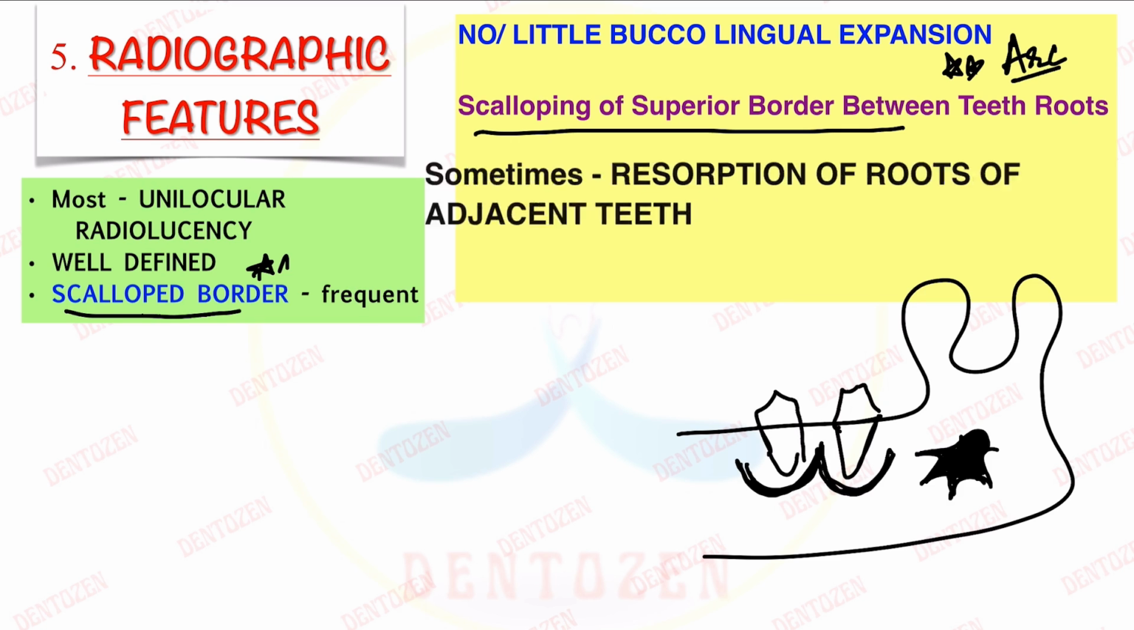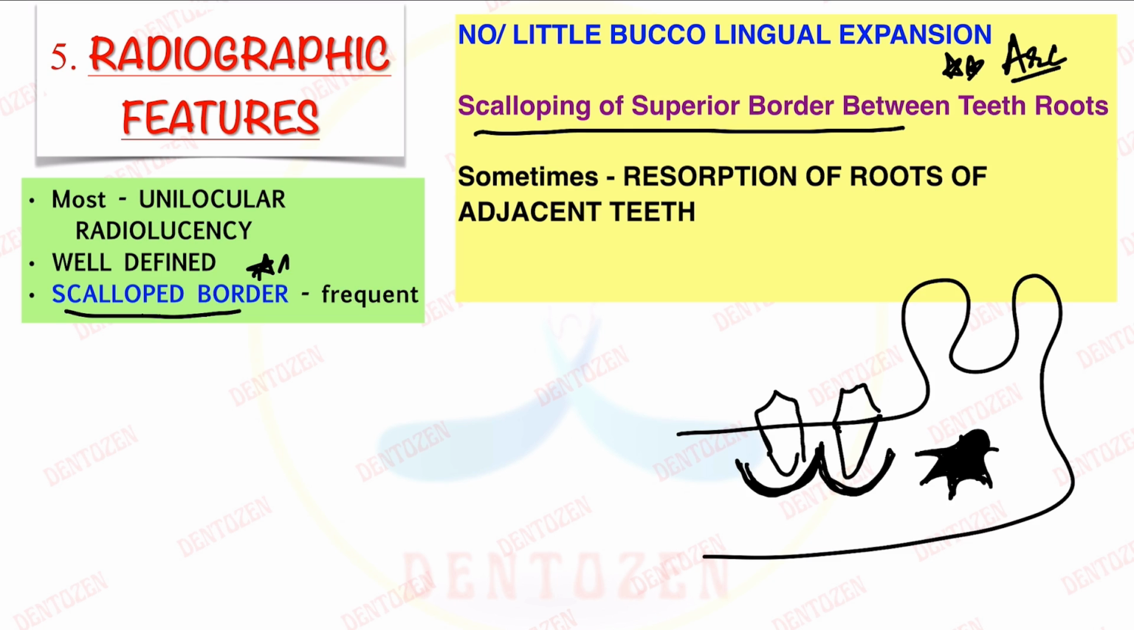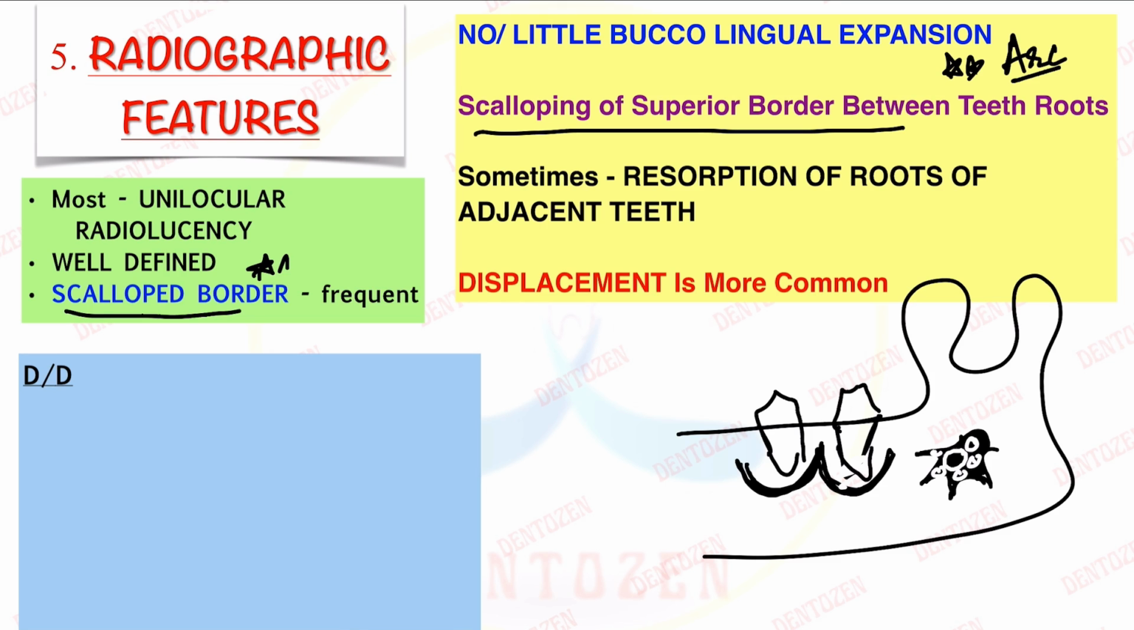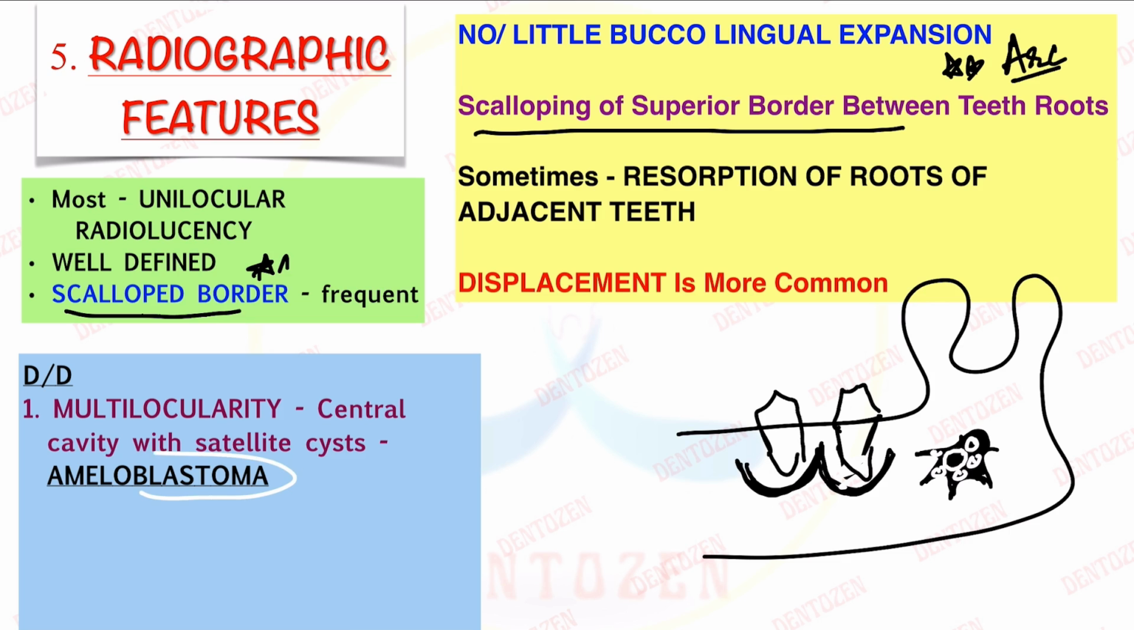Now, this can cause the resorption of the roots, but that is less common, and more common is the displacement of the roots. Now, if it becomes multilocular, that is, there is a central cavity and small cavities which represent the satellite cysts, it gives a multilocular appearance similar to a tumor, which is ameloblastoma. So that is the radiographic differential diagnosis.